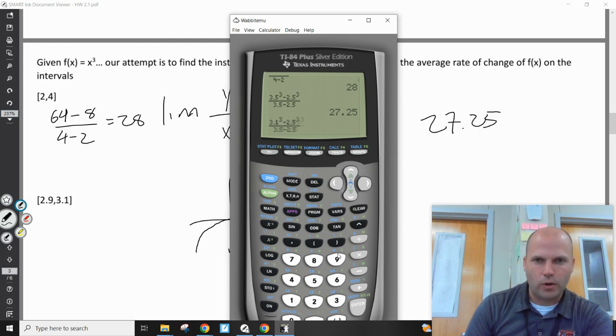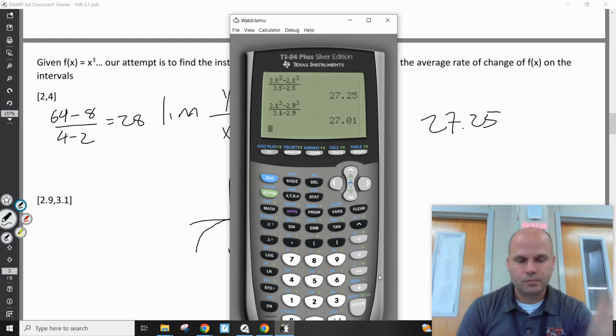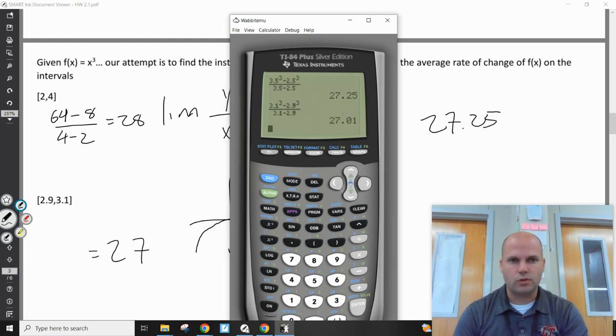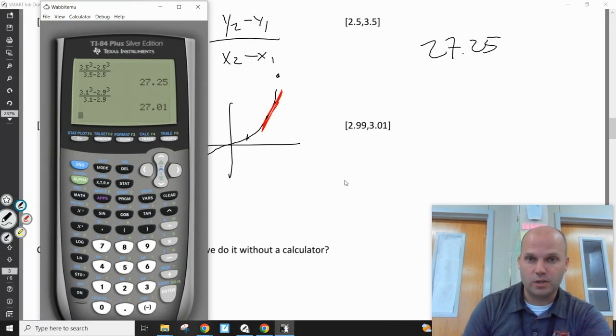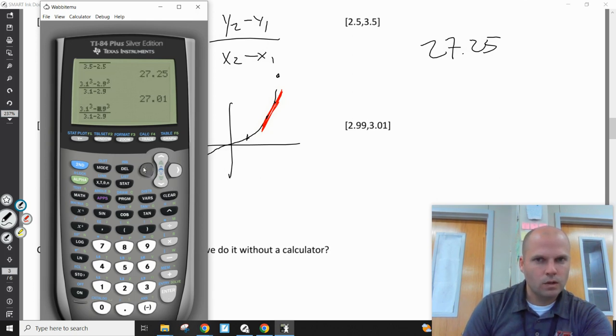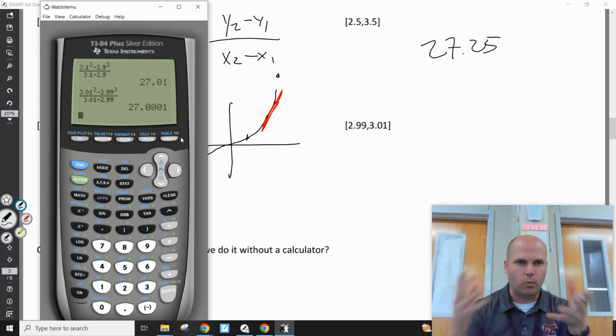If we make our points closer together, there's less uncertainty. There's less for my function to do crazy things. We start getting closer and closer to a value of 27. I think that the slope is going to be 27. More decimals, closer points, better approximations. This is the concept that Newton discovered: combine a limit and a slope formula. We're doing it right now.